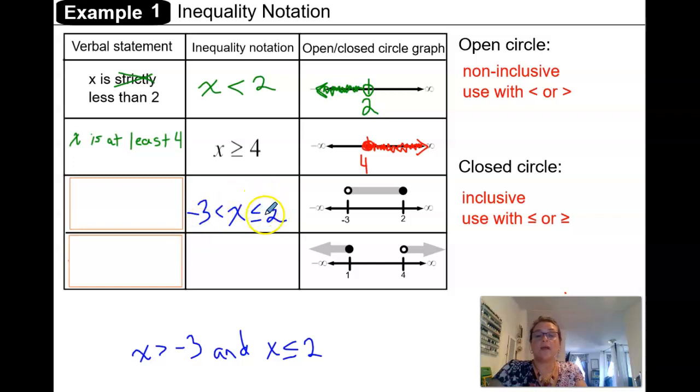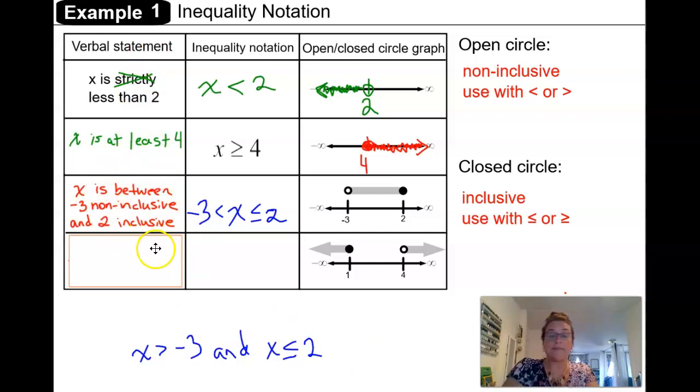This is just an easier way to represent it, more simplified in the notation. So we can write it that way because this shading is between, and that's how I'm going to write it in my verbal description, that x is between the -3, which is non-inclusive because of the open circle, and the 2, which is inclusive because of the closed circle. And again, for the verbal statement, there's lots of correct ways that you could write it. This is just one of those ways.